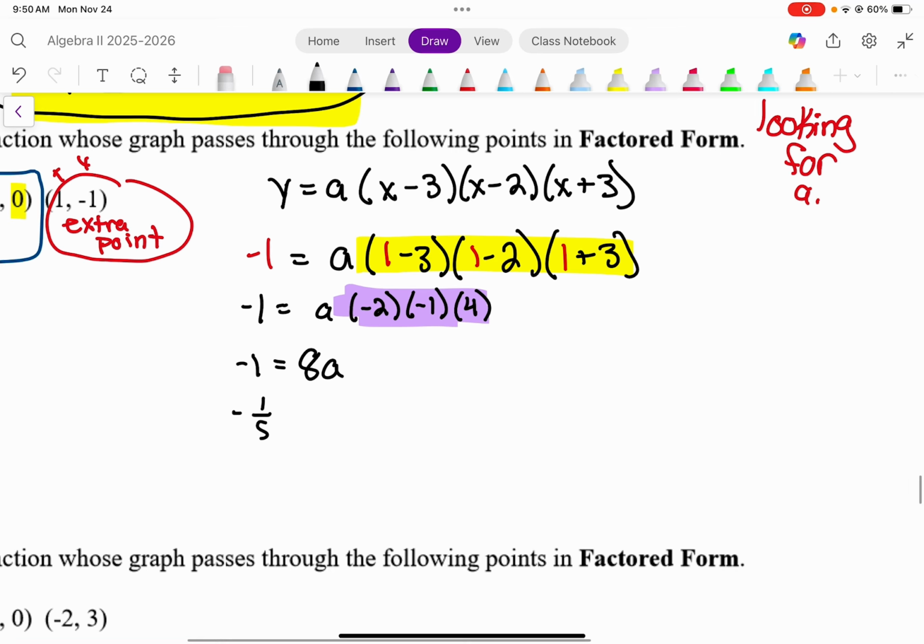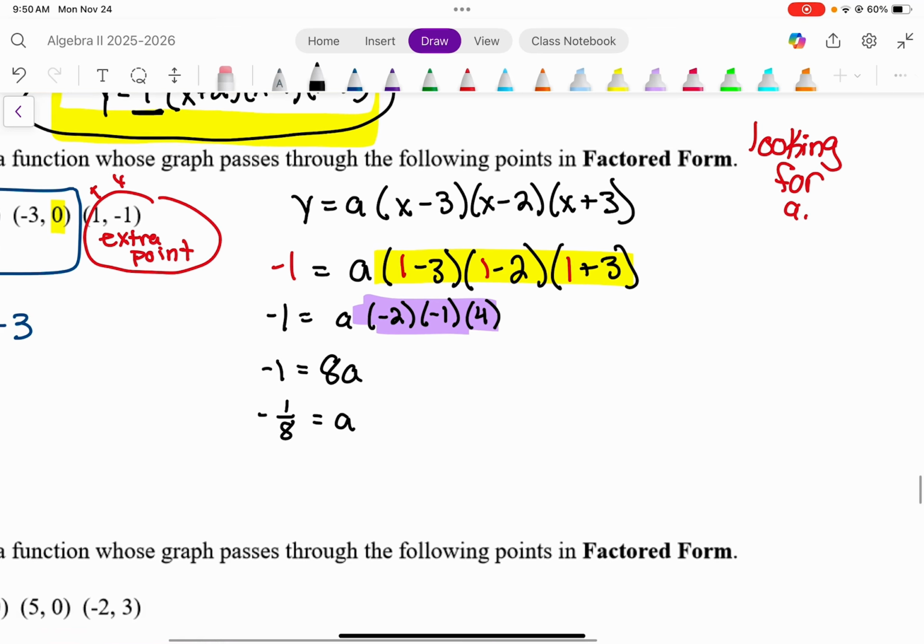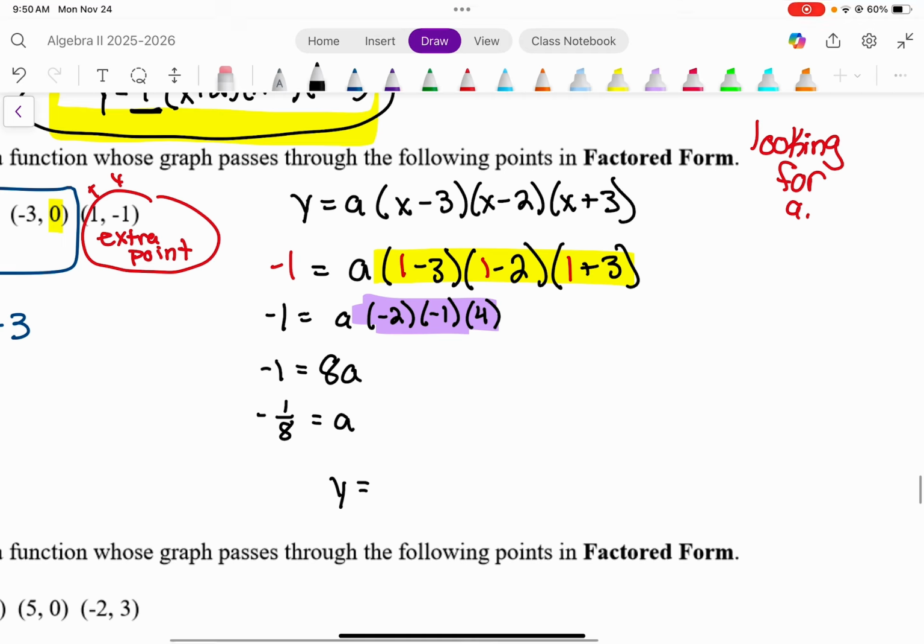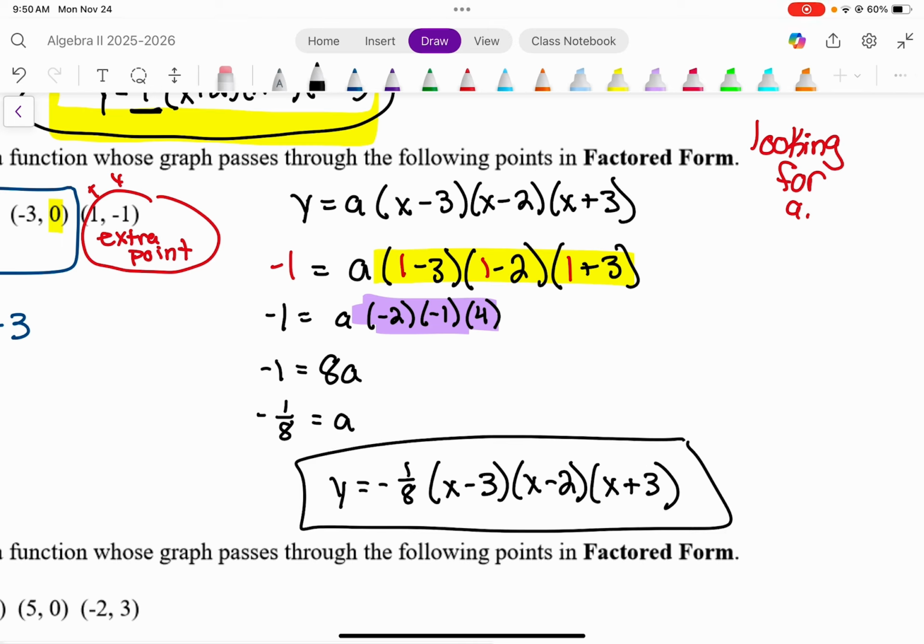And when you divide, it is okay to get fractions. That's going to happen every once in a while, so don't think you got it wrong just because you got a fraction. And don't forget, your final step is to write the equation. This is the easiest point once you get your a value. You plug it in front of all of your parentheses, and that is your answer.